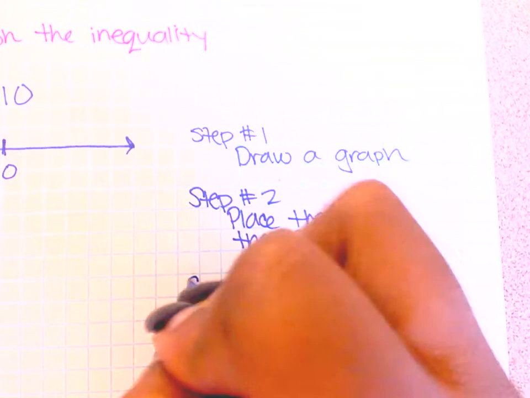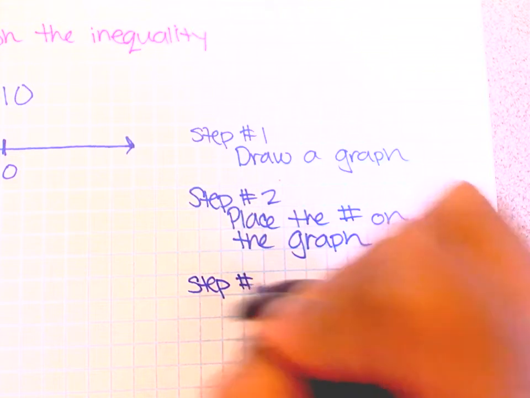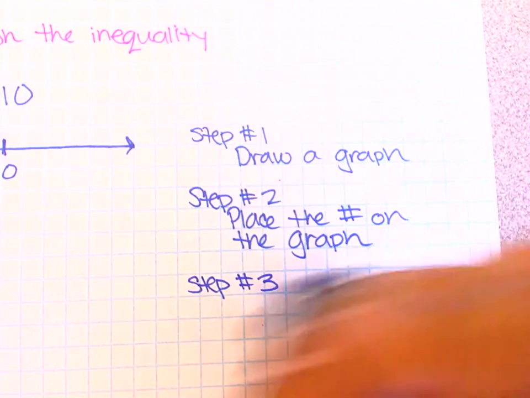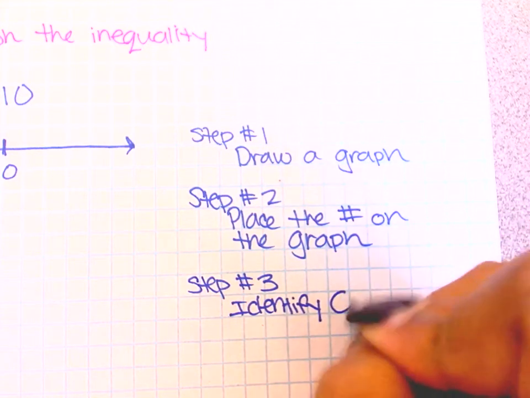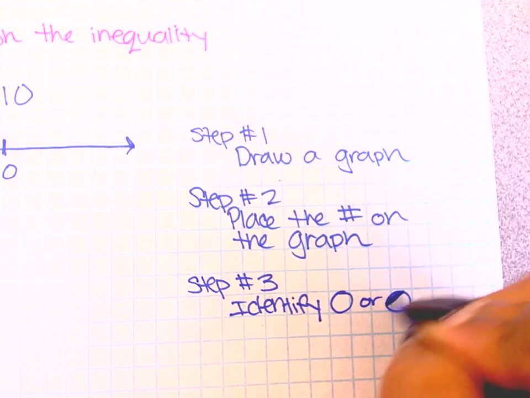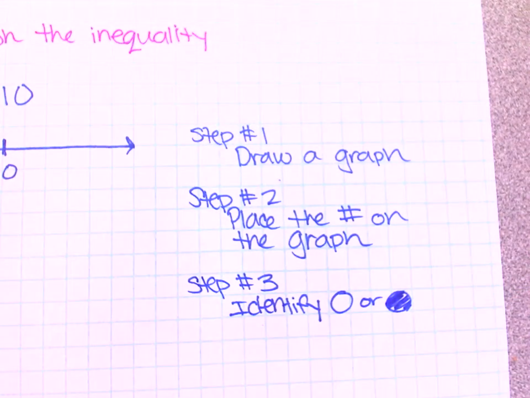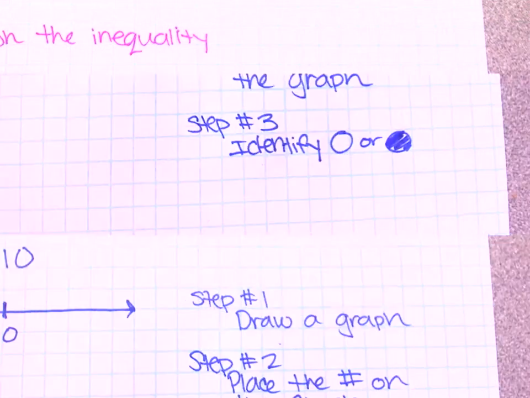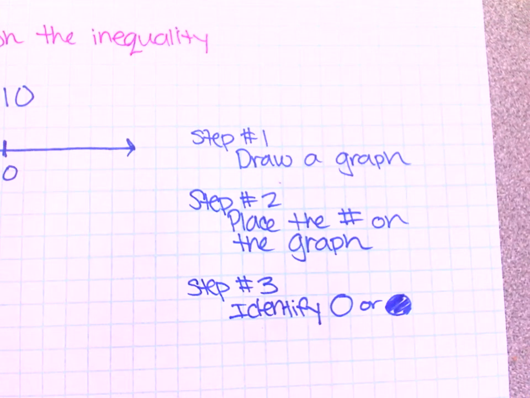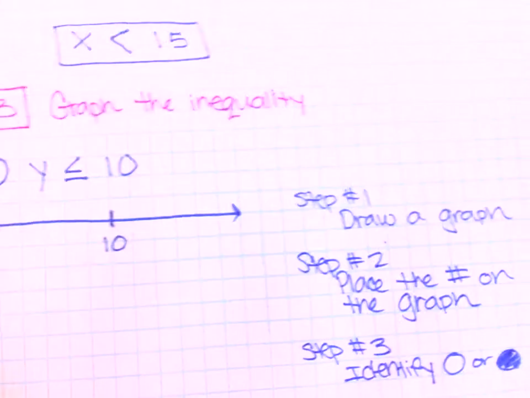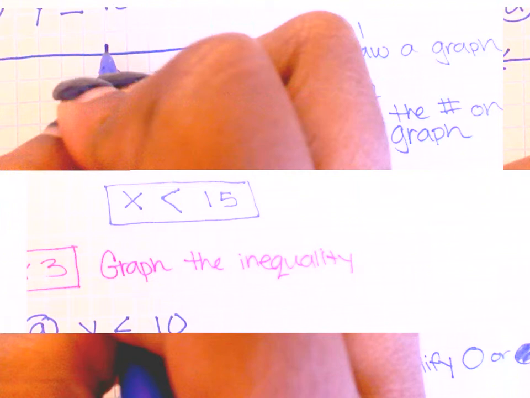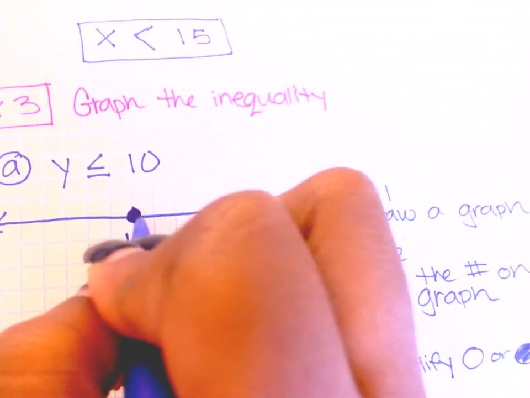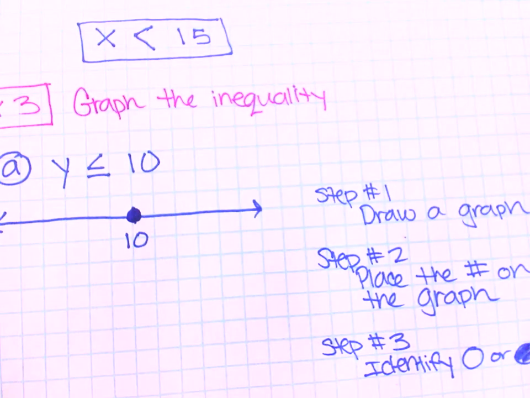Now step 3 is we need to determine whether it's going to be an open or closed circle. Identify if it's open or closed circle. Now we know closed circle means it has to be or equal to. It includes that number. Open circle means it doesn't include that number. So let's look back. Does it say or equal to? Yes, it does. So I know it's going to be a closed circle because it's going to include the number 10. It's or equal to.